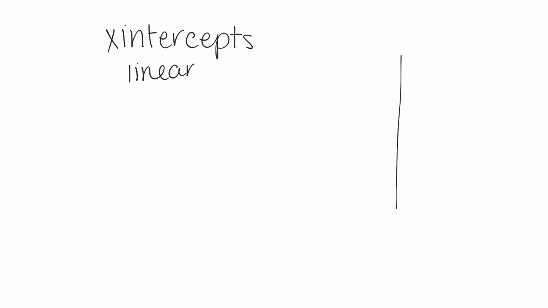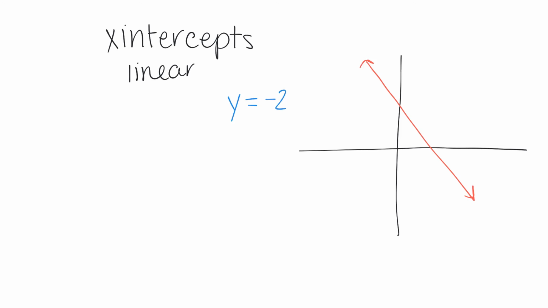Now, the next one we want to look at is x-intercepts. So x-intercepts are on a graph, and we're going to look at linear x-intercepts today. So x-intercepts occur in a very specific place. Now, typically, we've been looking at problems like this. Like this would be, let's say, negative 2x plus 4. And this plus 4 has been our y-intercept, right? This is our y-intercept.